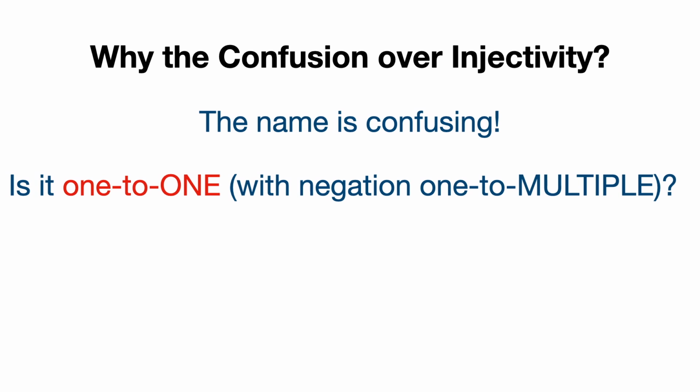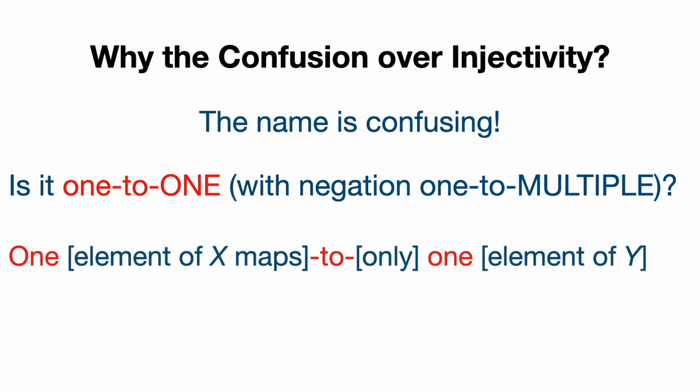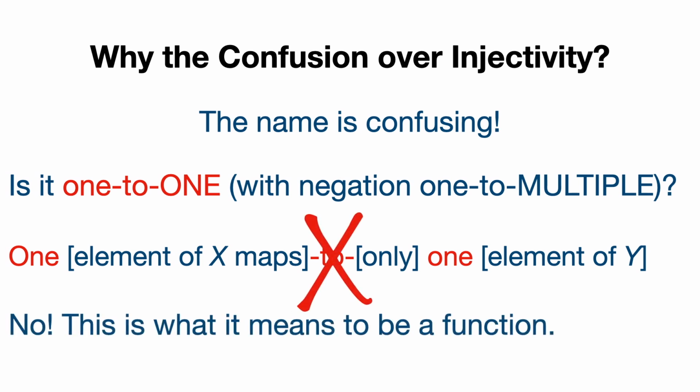In other words, they're interpreting one-to-one to be one element of x maps to only one element of y. But this is not what it means to be an injective function. This is simply what it means to be a function. Each element in the domain maps to exactly one element of the codomain.